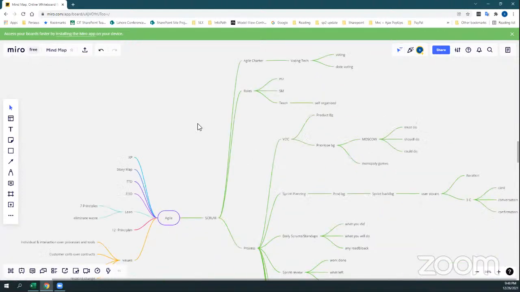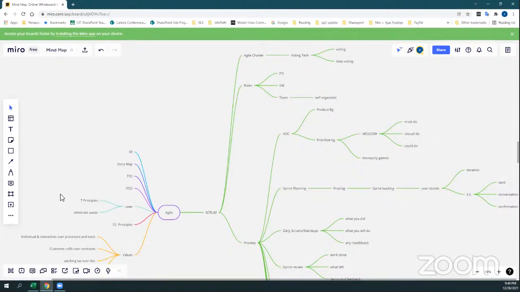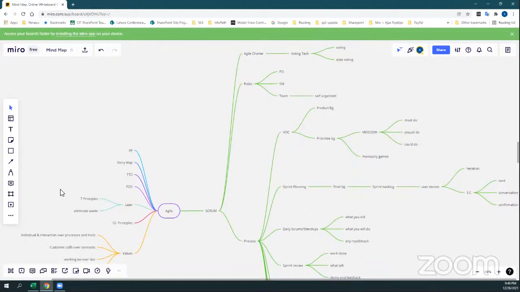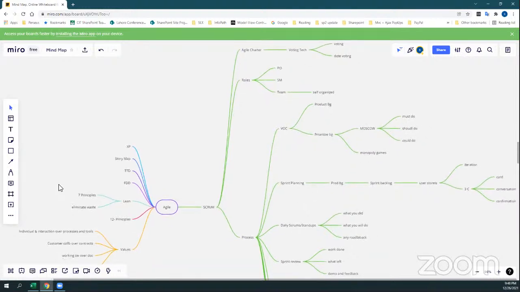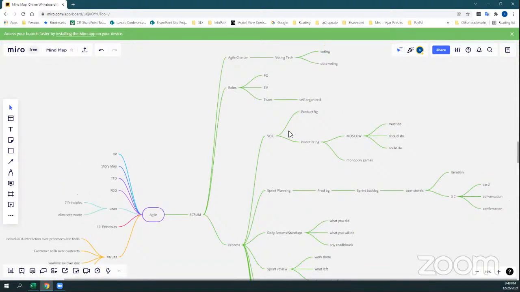So basically in Agile, we have different types of methodologies, like Lean, which includes 7 principles, and the overall Lean concept is eliminating waste. We have different methodologies in Agile, like XP, story maps, TDD, FDD, and obviously Agile comes with the 12 principles also. The primary one is Scrum, wherein we first prepare the Agile charter, in which we do votings, different types of votings, especially dot voting and others. We have roles in Agile: the product owner, the Scrum Master, and the development team.